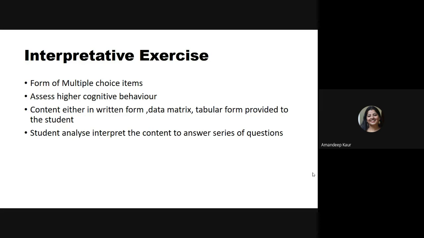I simply provide a case study to my student, and based on that case study, I have already designed a few test items. After reading and analyzing that case study, I give the interpretive exercise to my student to give responses related to the information given in the case study. When the content is given to the student either in numeric form or as a qualitative description, the teacher is able to design interpretive exercises based on the content provided.